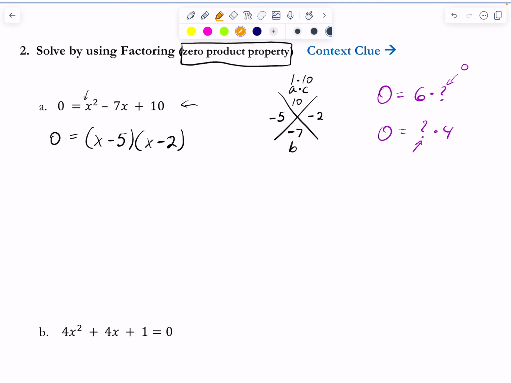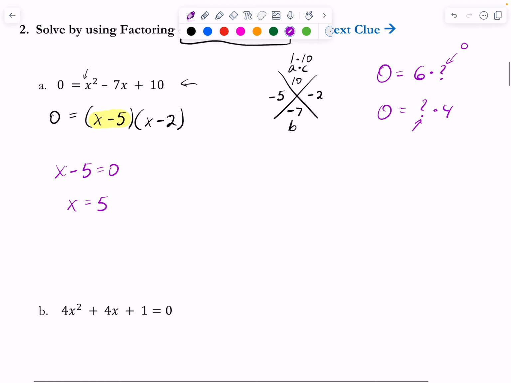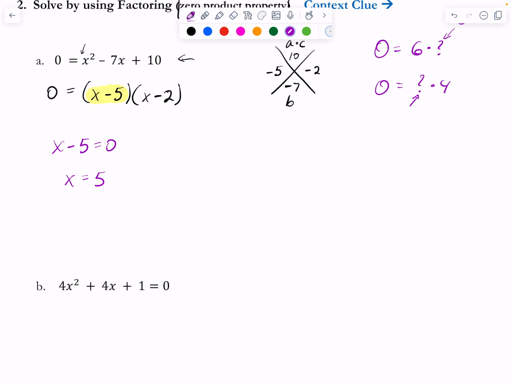So if I take each of these individually, right, if I take this factor and I make it equal to 0, the whole thing would be 0. So I'll give you an example. So if I do x minus 5 equals 0, move that minus 5 over, I get 5. All right, so that's going to be one of my x-intercepts. Watch what happens when I plug it in.